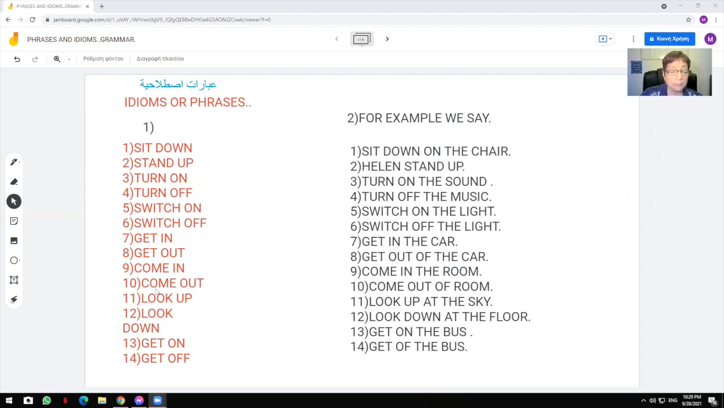Number 11 says look up. Look up, يعني انظر فوق. Number 12 is look down. Look down, يعني بص تحت, انظر تحت.